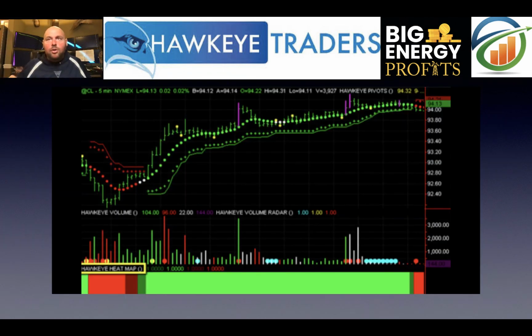So guys, today I want to talk about the Hawkeye Heat Map. And what is the Hawkeye Heat Map? Imagine having the ability to take the temperature of the market that you're trading, the time frame you're trading, and looking at it on three different scales: a conservative scale, a normal scale, and an aggressive scale. That's what the heat map is doing.